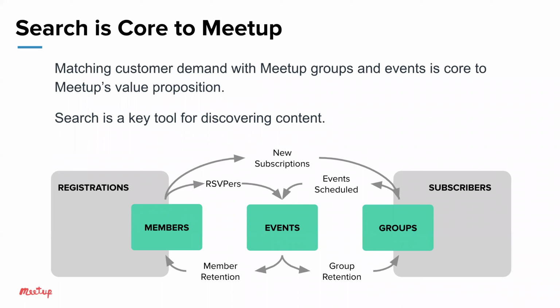So here's a look at the Meetup flywheel that helps us visualize the Meetup ecosystem. Matching customers' demand with our supply of groups and events is core to Meetup's value proposition. Search is a key tool with that matching, especially when users arrive on the Meetup site app knowing exactly what they want.